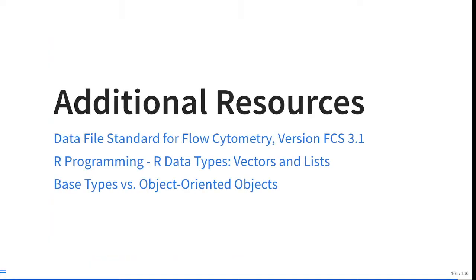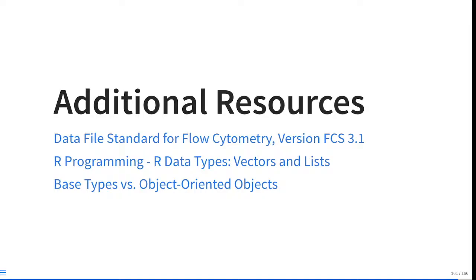As far as additional future reading, the main resources I provide for today are going to be the data file standard for flow cytometry, especially those 3.1 files. This is for anybody more wanting to nerd out about the actual FCS values that are present within these files.